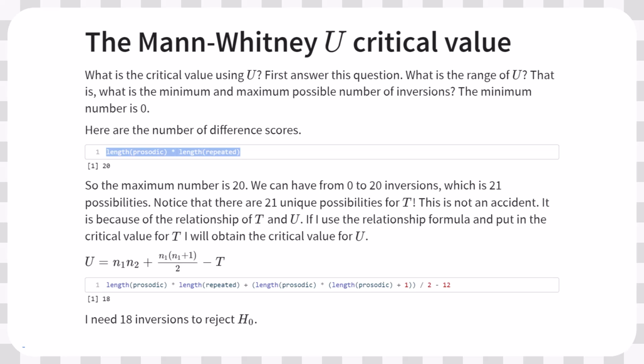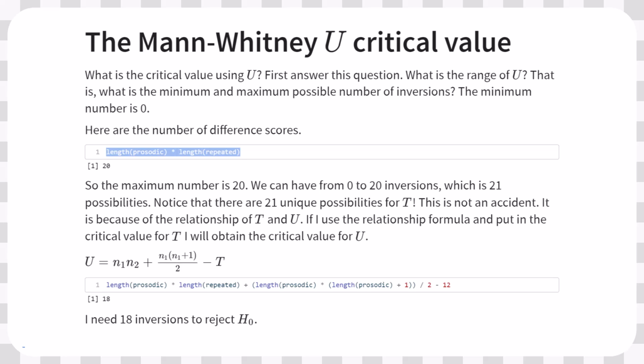That's 21 possibilities. Do you recognize that number? I told you on the last slide to remember it. There are 21 unique possibilities for t, just like there are 21 possibilities for the number of inversions. This is not an accident. It is because of the relationship of t and U, which is a 1-to-1 relationship.